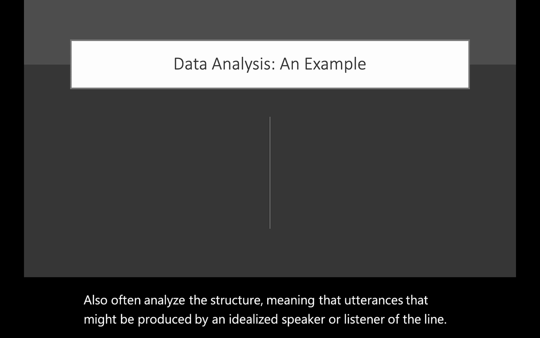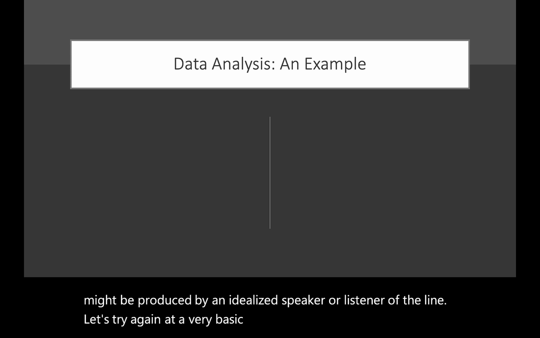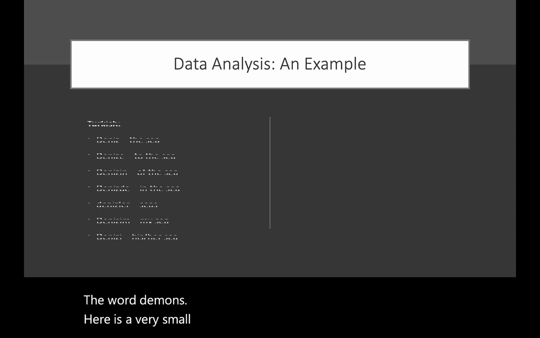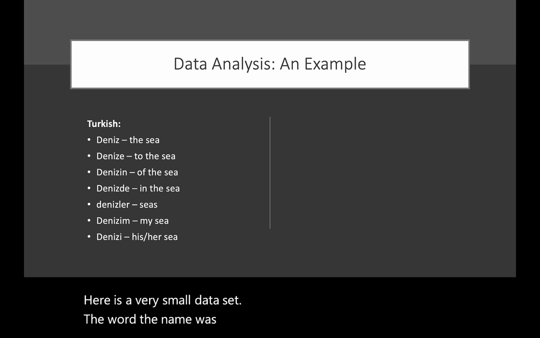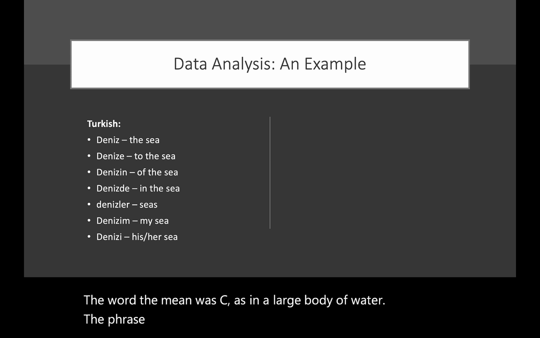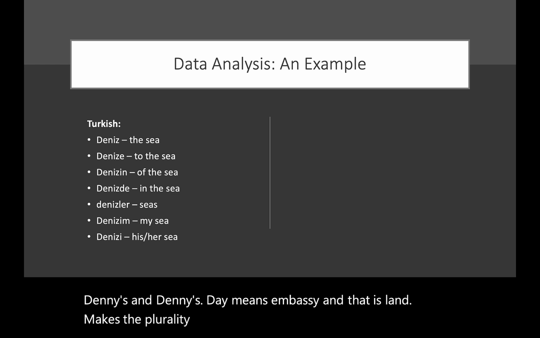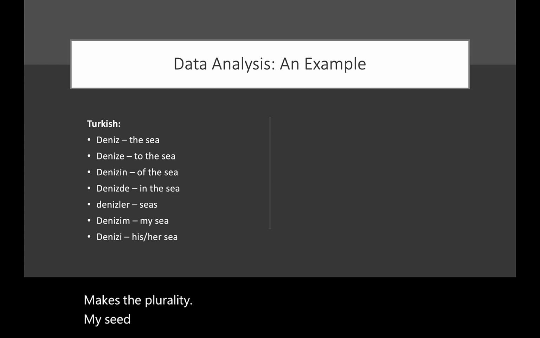Let's try our hand at a very basic morphological analysis of data from the Turkish language. Here is a very small data set. The word deniz means sea, as in a large body of water. The phrase to the sea is translated as denize, and of the sea, denizin. Denizde means in the sea, and denizler makes the plural seas. My sea is denizim, and his or her sea is denizi.